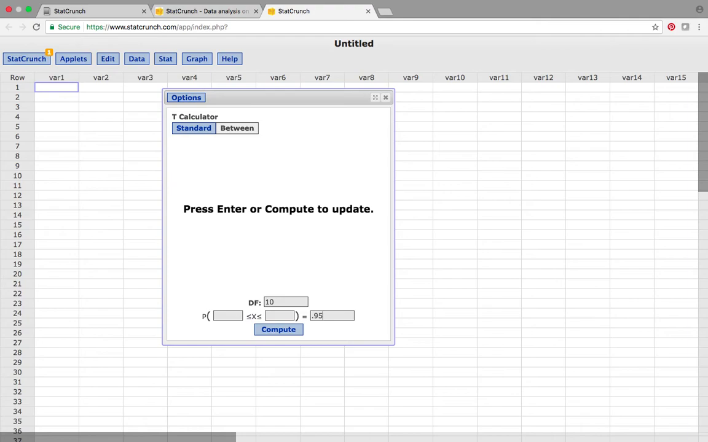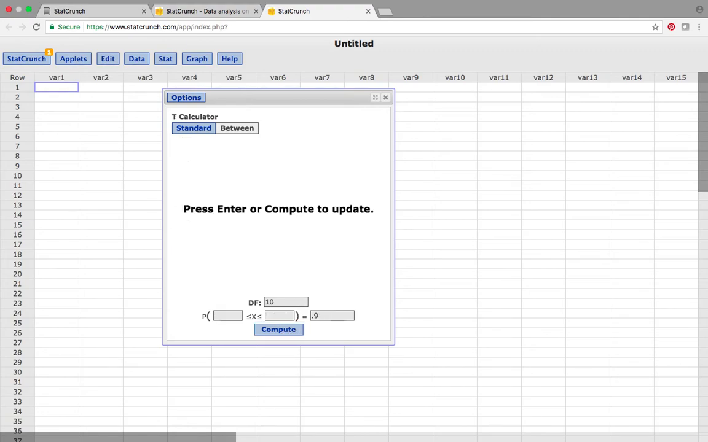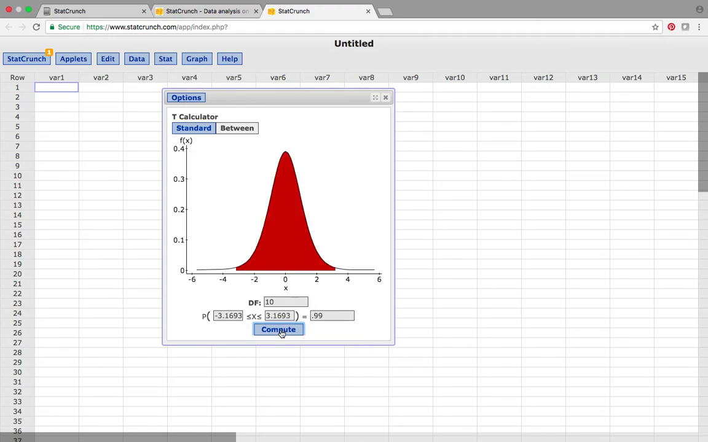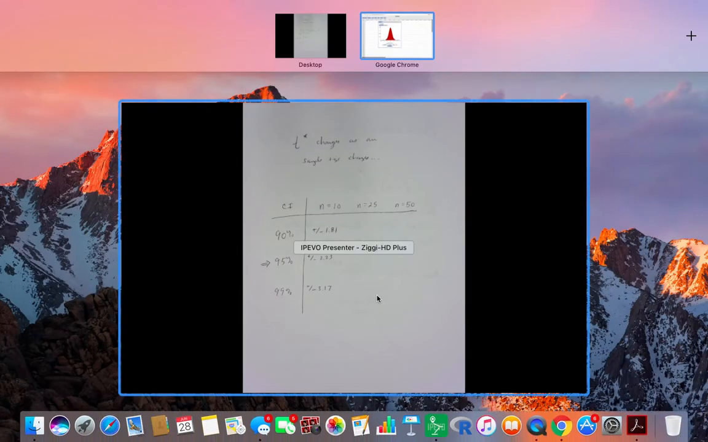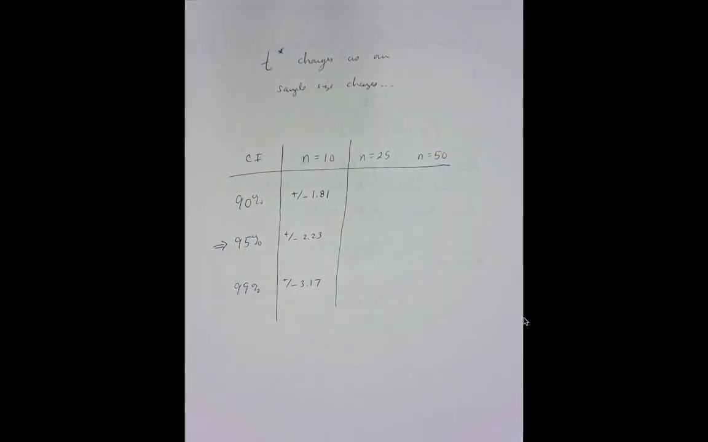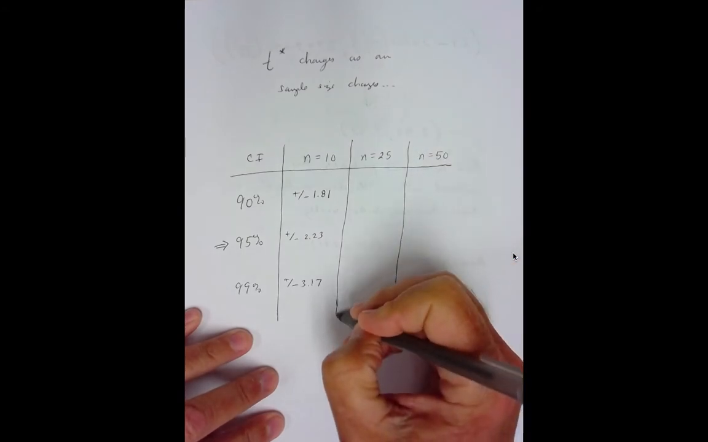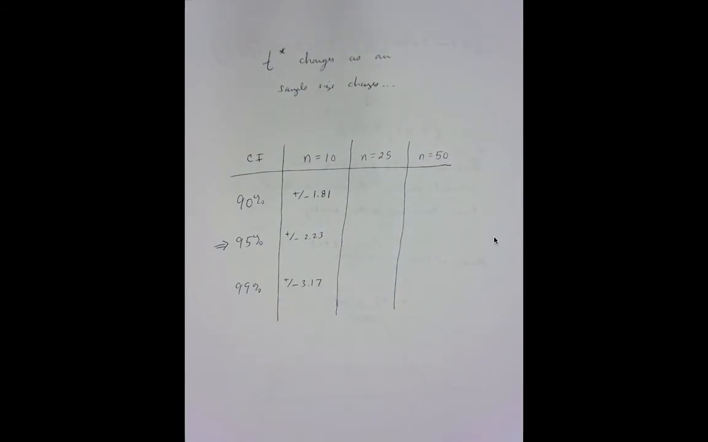0.95, 2.23, 99, 3.17. So what I've done there is I've recorded those values. Doesn't take long with StatCrunch. Takes a lot longer than that with the graphing calculator. That's why I'm moving away from using the graphing calculator. Well, the main reason I am is because I want to try to save my students money.